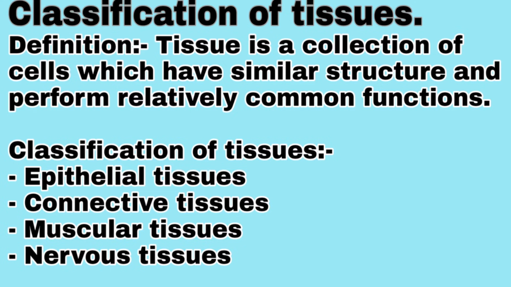Classification of tissue. First we'll see the definition of tissue. Tissue is a collection of cells which have similar structure and perform relatively common functions. Next we'll see the classification of tissues. Mainly there are 4 classifications. First one, epithelial tissues; second one, connective tissues; third one, muscular tissues; and the fourth one, nervous tissues. This is about the classification of tissues.